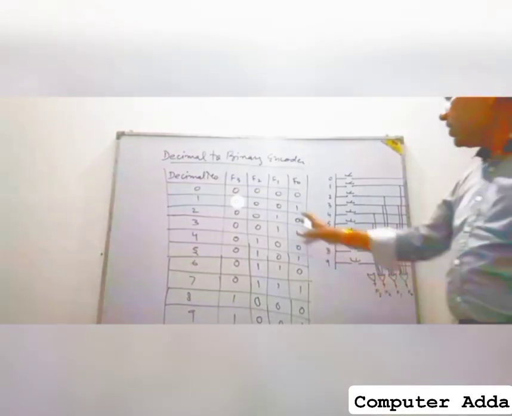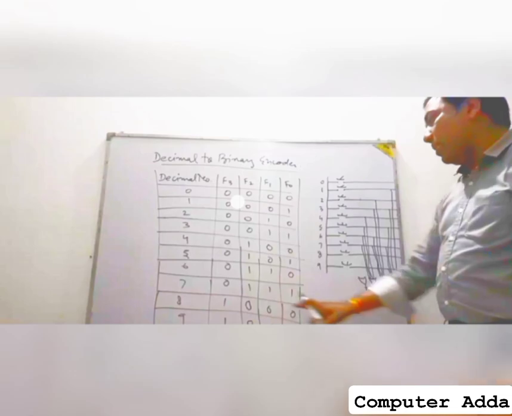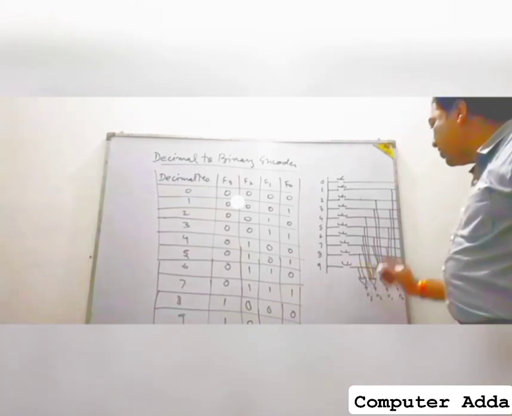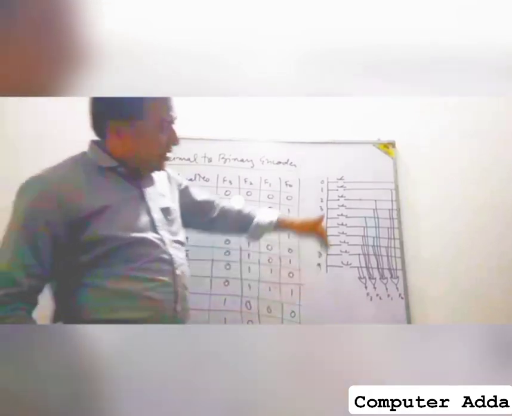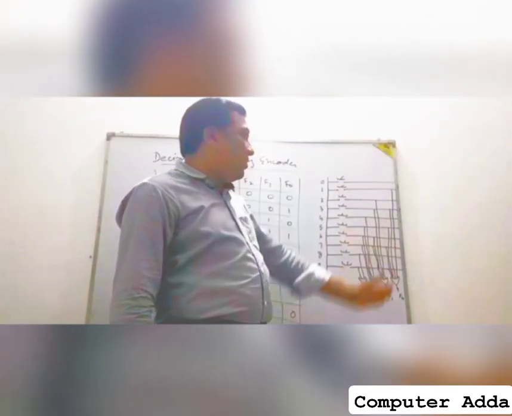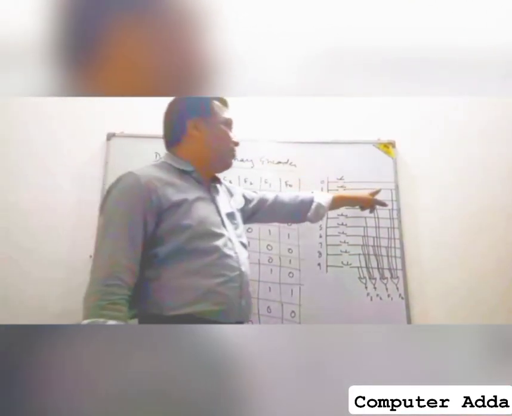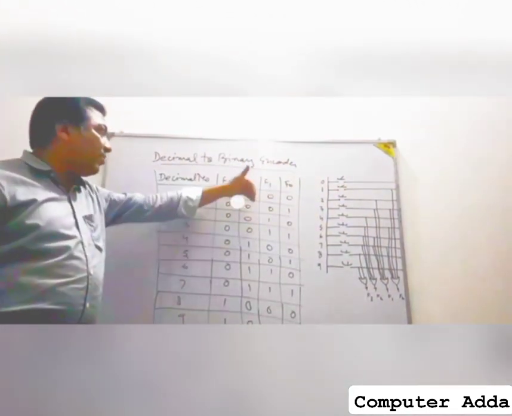Now in F3 you can see there are 2 ones, at 8 and 9. So connect one from 8 and one from 9. So this is the circuit diagram for the decimal to binary encoder. These lines are not very straight in this video, but you can draw them in your copy with the help of a scale. The process of connecting these points is very important, and it is clear from the truth table.